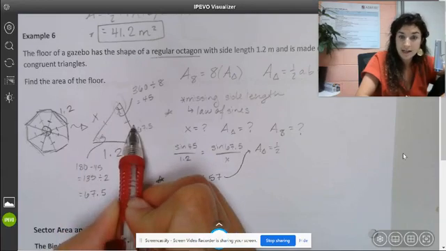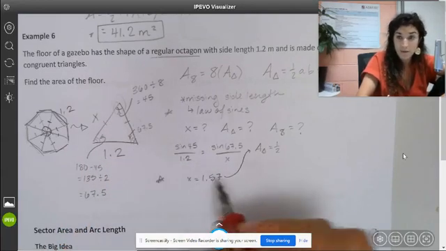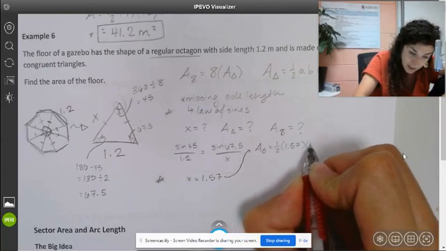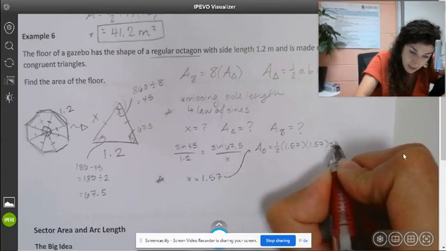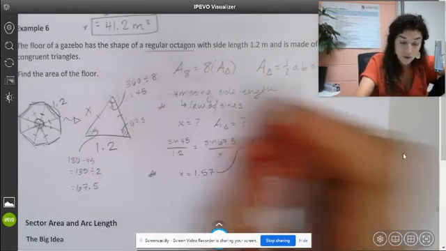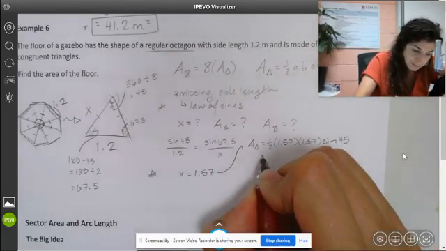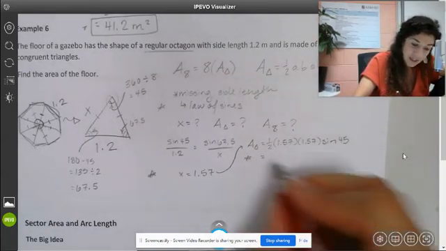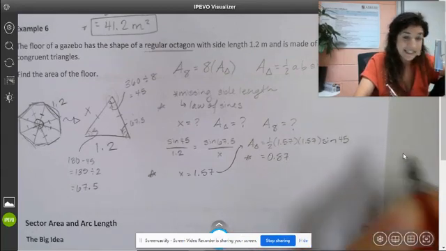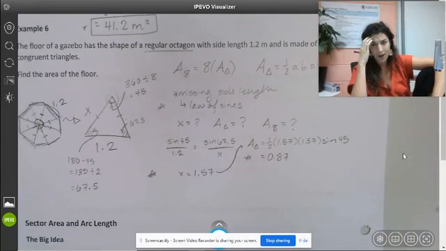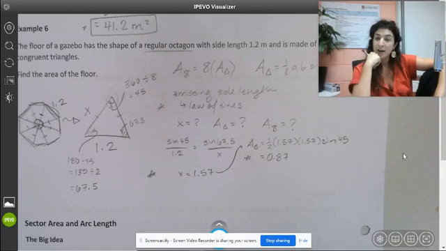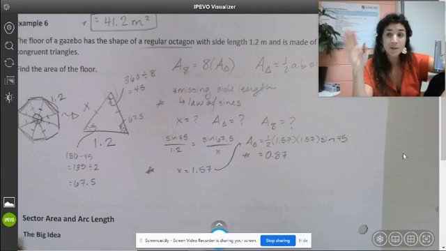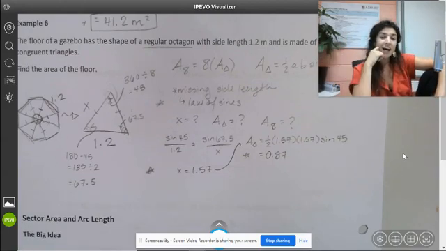I am going to use these two side lengths, and since they're equal, I'm just going to use 1.57 twice. So it's going to be 1/2 times 1.57 times 1.57 times the sine of the angle in between them, so sine of 45. What do you get? You get 0.87. It is weird. You should have done 3 sig figs, but this is the idea, is that you get 0.87, which is weird, but it's actually correct.